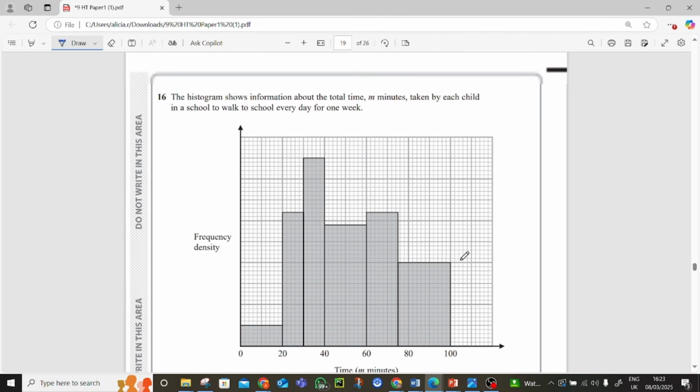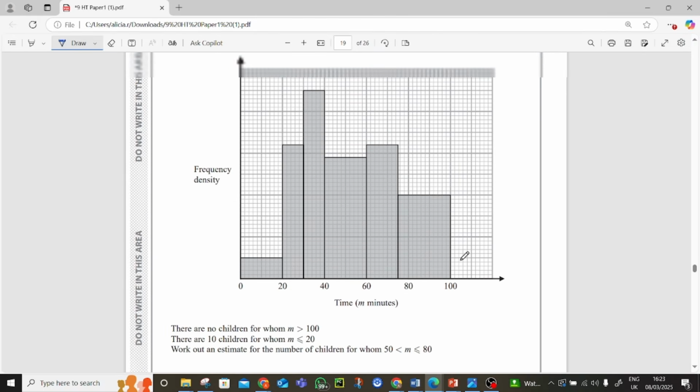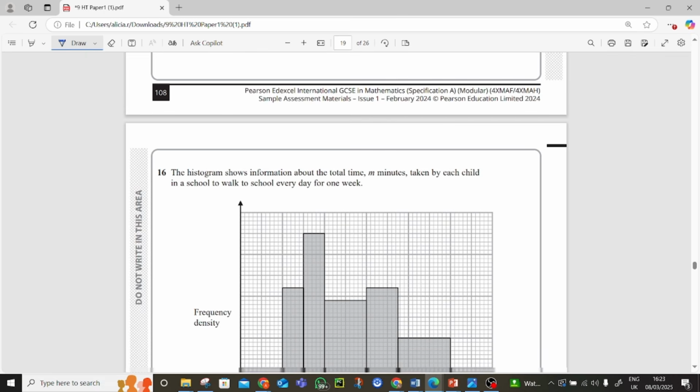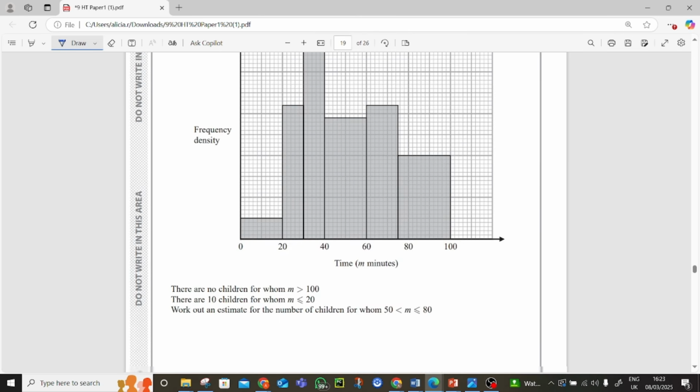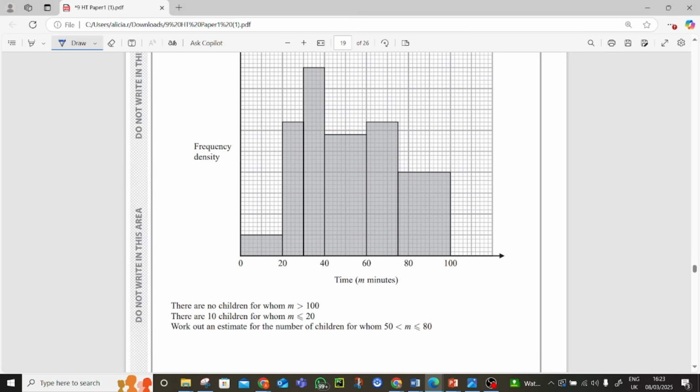Okay, the histogram. So we have some information about the histogram. This is the time taken to walk to school. This is how long it takes each child to walk to school, and there are no children who take more than 100 minutes. All that is showing us is that there's no bar there, so it's not really extra information for us. However, this one is interesting.